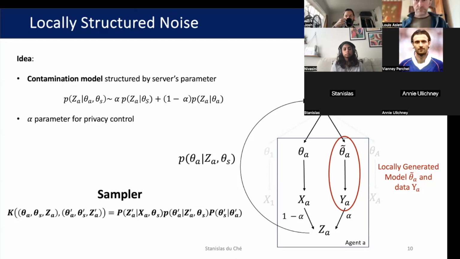Afterwards, we draw the posterior local model according to the synthetic data set of the mixture. And then we update the server knowing all the local models.